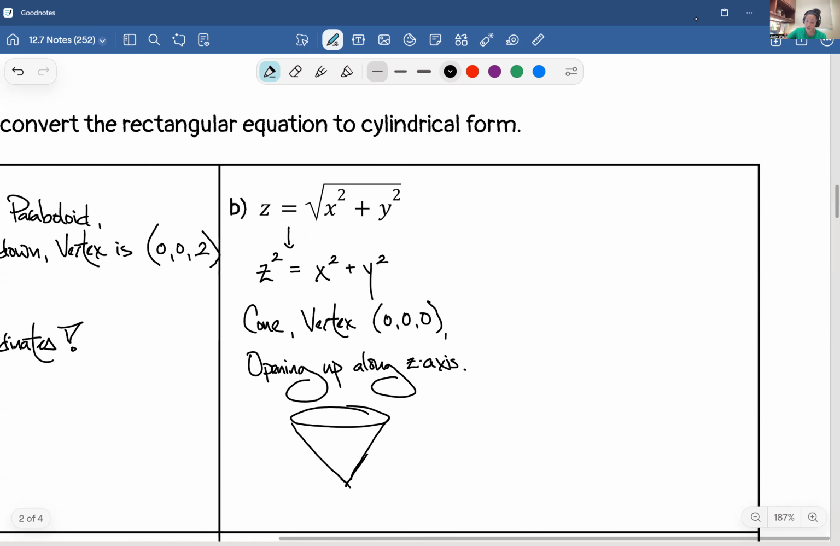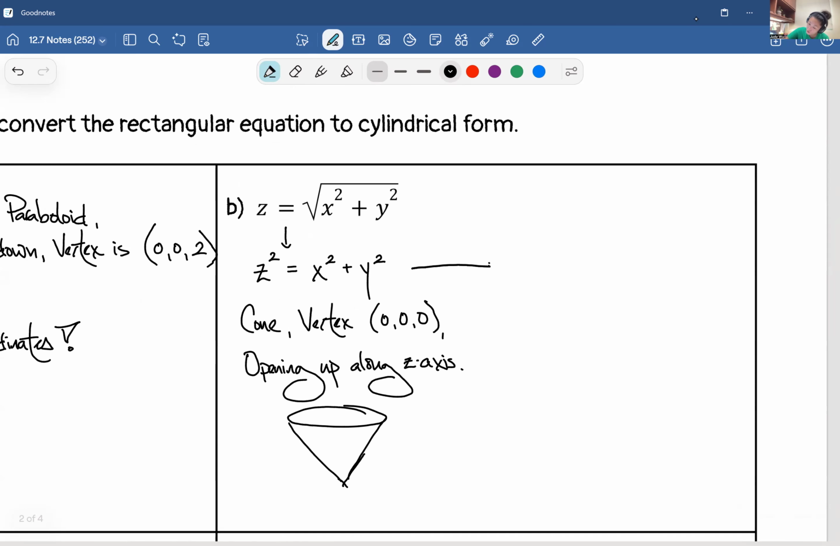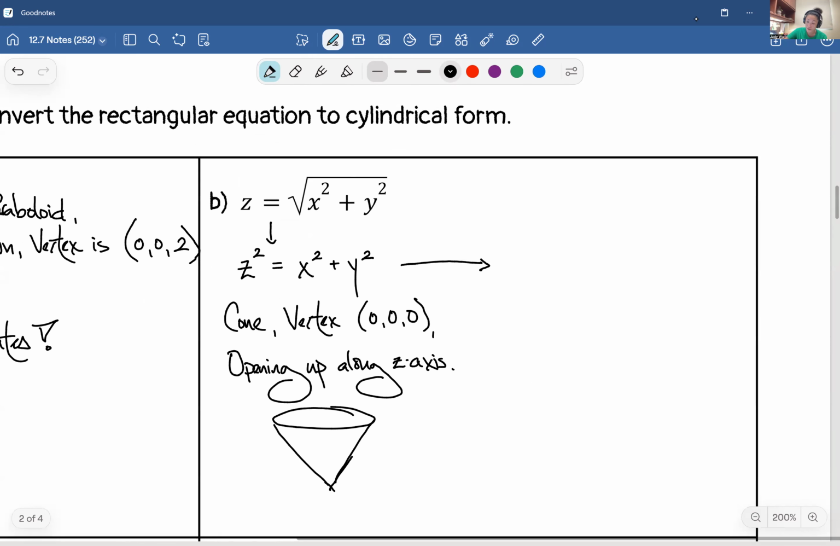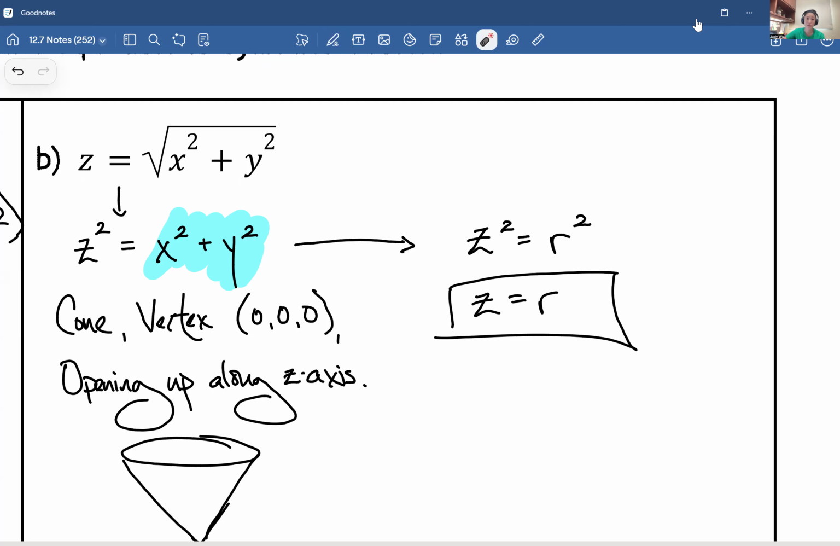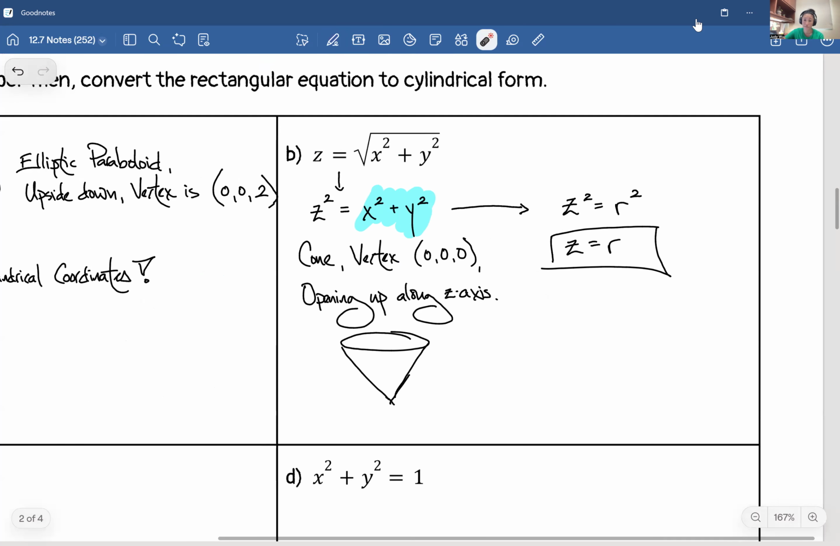Now that we've identified the shape, let's go ahead and convert to our cylindrical form. Now this one, again, the moment I see x squared plus y squared, I really want to say, well, let's just throw an r squared in to replace that, okay? So we'll end up with z squared equals r squared. We take the square root, and because we don't define radii to be negative or an r value to be negative, we really just got z equals r as the cylindrical equation for a cone, okay?